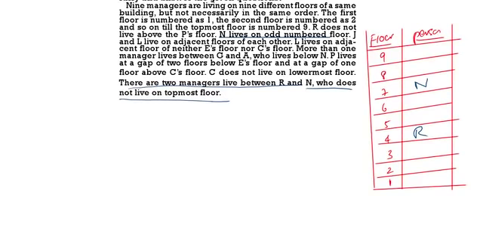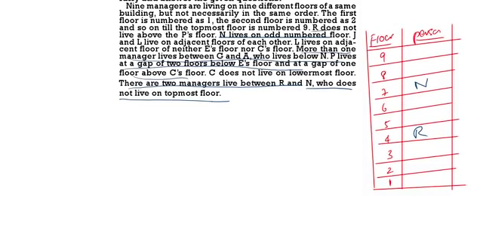More than one floor is there between G and A, who lives below N. P lives at a gap of 2 floors below E floor and at a gap of 1 floor above C floor. So P lives at a gap of 2 floors below E floor. And R does not live above P's floor. That means R lives below P only. P lives at a gap of 2 floors below E.